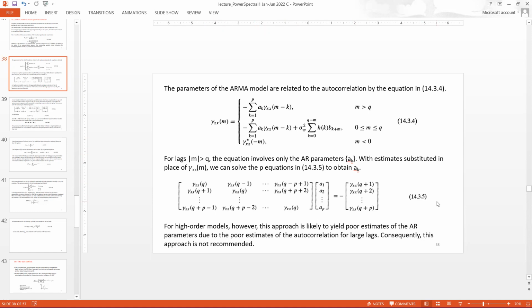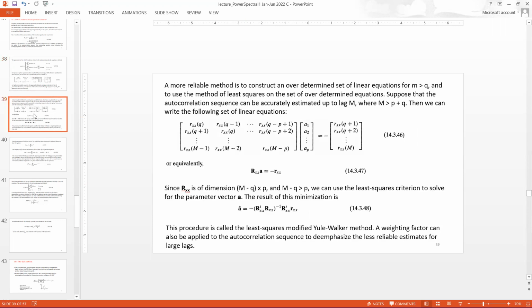Question number 5. Now for higher order models, however, the approach is likely to be poor estimates of AR parameters due to the poor estimates of the autocorrelation of large lags. Consequently, this approach is not recommended. That means আমরা large p এবং q এর অর্ডার দরকার হবে বলে এটাকে আমরা অ্যাভয়েড করছি। Then we propose a more reliable approach here by using this one.